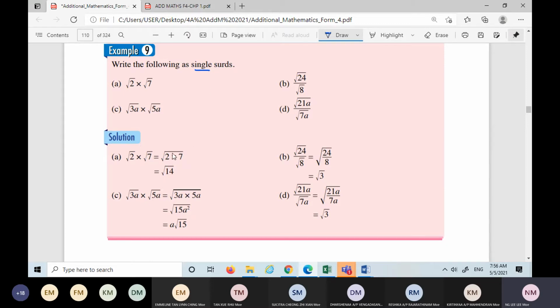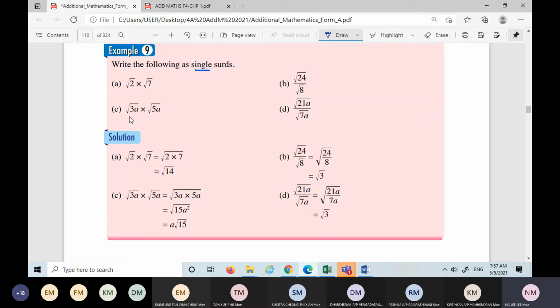For this one, square root of A times the square root of B, you get the square root, and then inside is A times B. So 2 times 7, you get the square root of 14. Look at B. This one uses law number 2. Square root of 24 divided by square root of 8. You get the square root of the whole thing, and inside is 24 divided by 8. Whatever you can simplify, so you get 3. Therefore, the final answer is square root of 3.